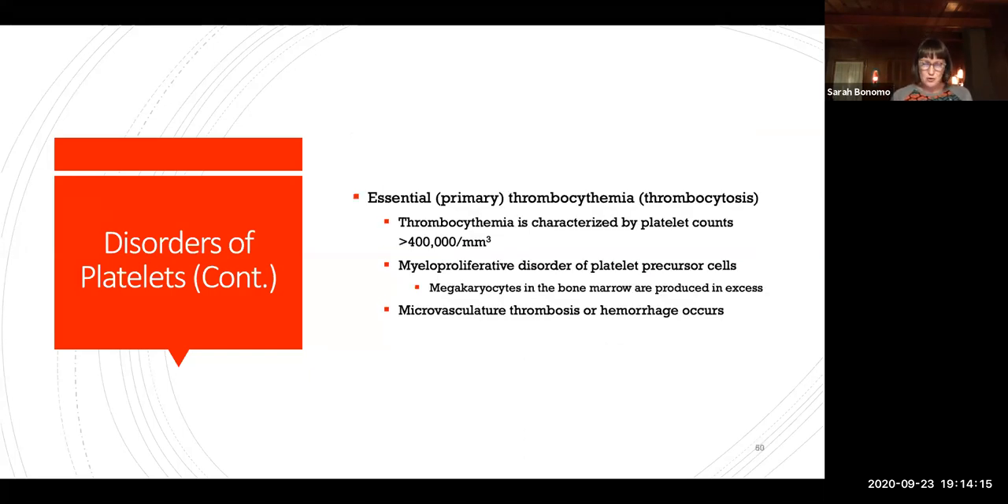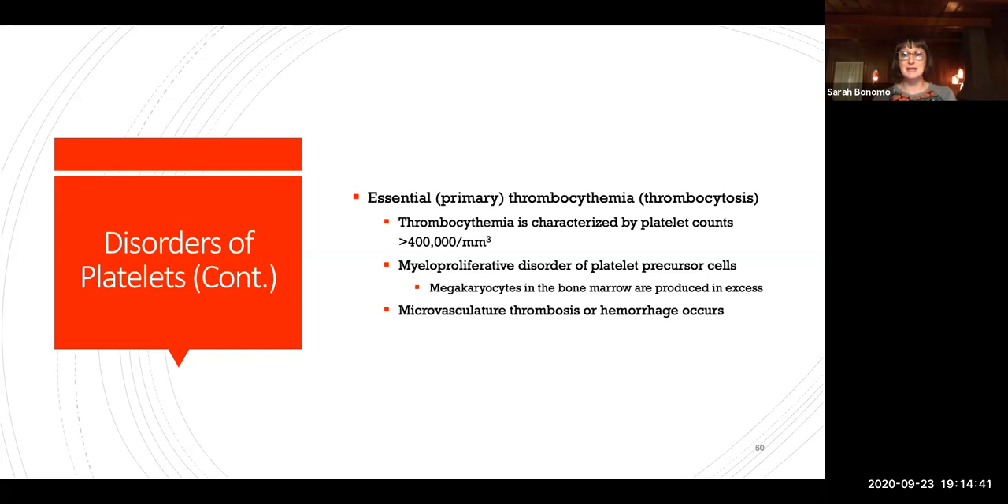Okay, so essential thrombocythemia. This is when you have a really high platelet count. So we just talked about the problem with low platelet count. This is high platelet count, greater than 400,000. And the problem with this is that it makes our blood kind of sludgy. It's like motor oil instead of the liquid that it should be.